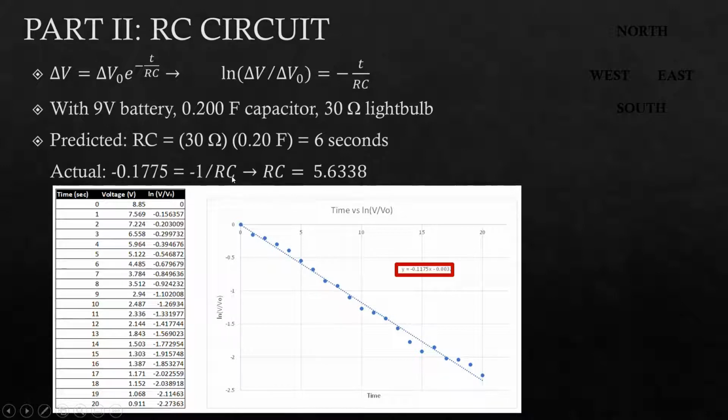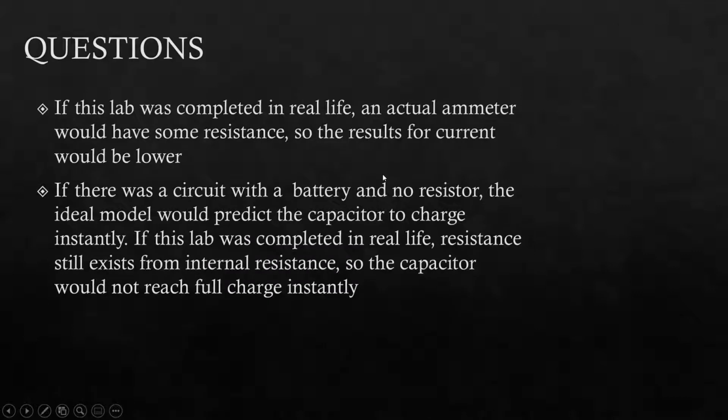So for my actual value, I saw that the RC was 5.6338, and for my predicted, the RC was 30 ohms times 0.2 farads, and I got 6 seconds. So you can see that the actual value is very close to my predicted.